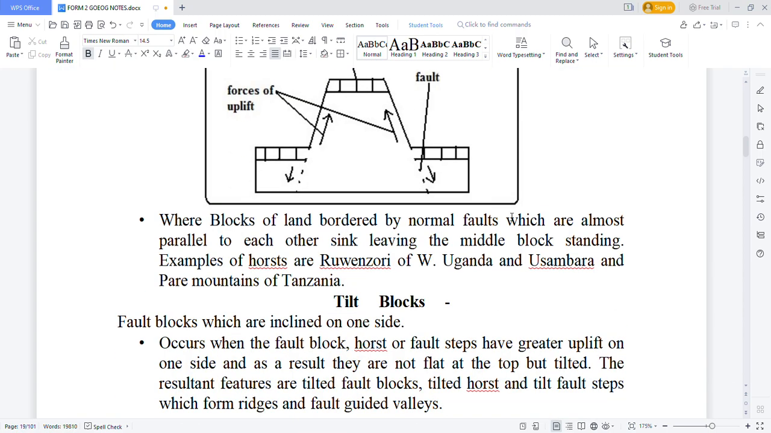Horsts form when blocks of land bordered by normal faults, which are almost parallel to each other, sink, leaving the middle block standing. Examples of horsts are Ruwenzori of West Uganda and the Usambara and Pare mountains of Tanzania.